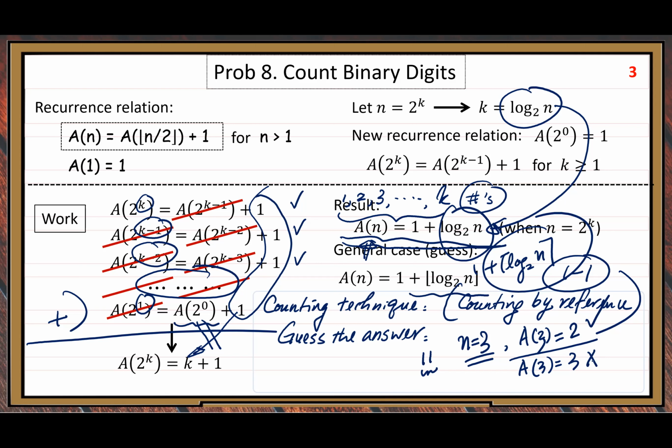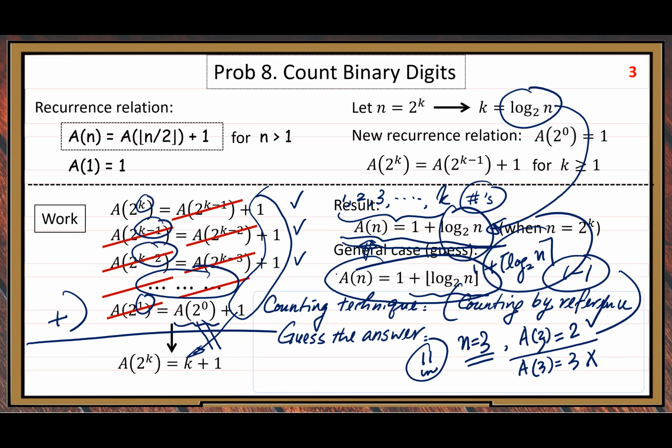You may argue, A means the non-borrow addition, right? But we also know the recurrence relation is exactly the same as our original recurrence relation, so the meaning is the same. So that's why we can use this simple example for testing, for checking. All right. Then here we know this is the best guess we can make. That's the best guess, right?